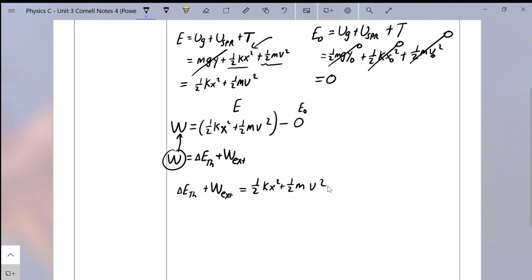Now, why would I go through all this trouble? Why would I go through all of this to pick apart the work done into a thermal and an effective mechanical work component, and look at the change in energy and plug in all those zeros? Why would I go through all that hassle? Well, the answer is simple. We want to get power equal to F times V.